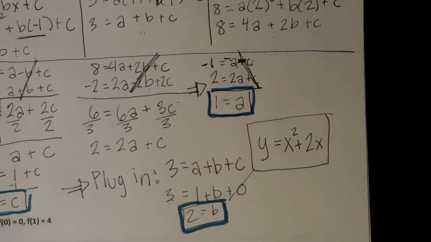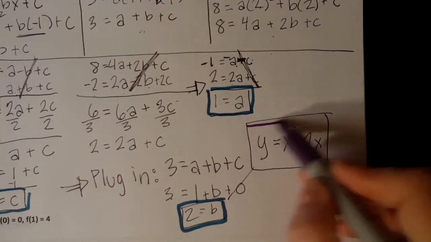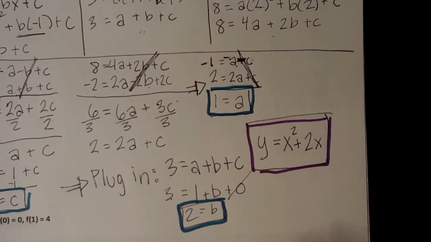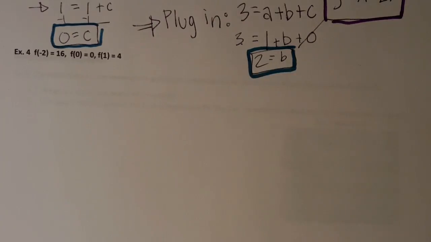And you don't have to write plus 0. It's a little redundant. So there is our final answer. Y equals x squared plus 2x. Okay, we're going to do another one like that, where the points given to you are in a little different form, but they're still points.